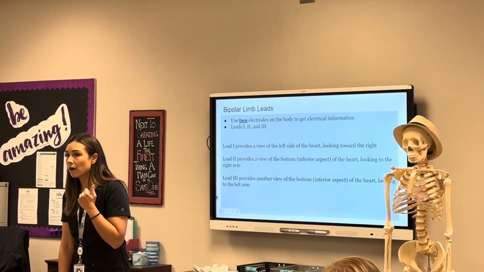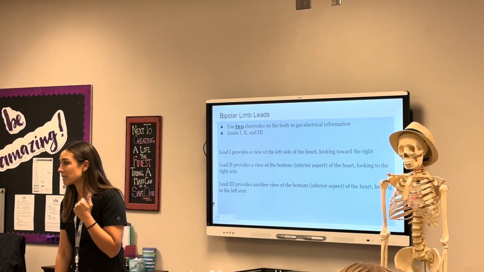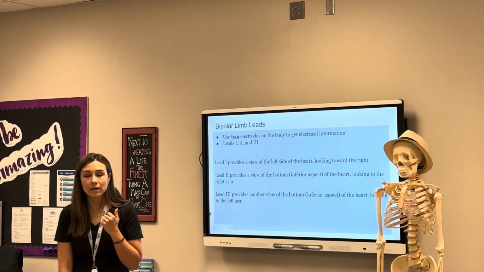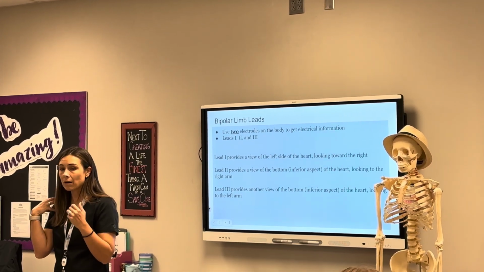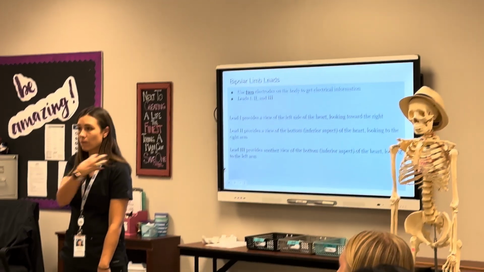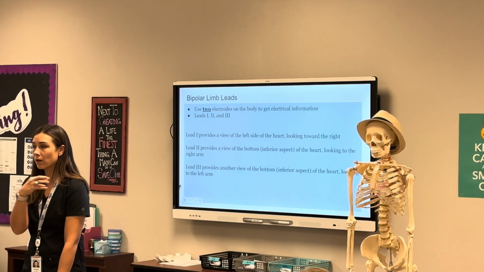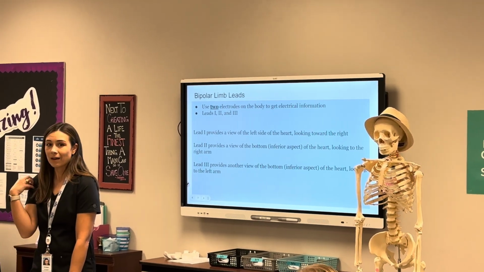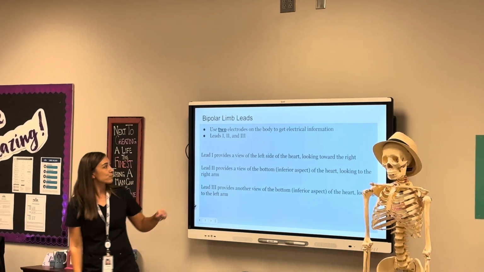One of those is your RL or your ground. Is that going to come into the picture? No, we're not going to use RL for anything. So now we are going to use right arm, left arm, and left leg. Oh look, what do I have? A triangle. Whose triangle? Einthoven's triangle, okay? Very good.